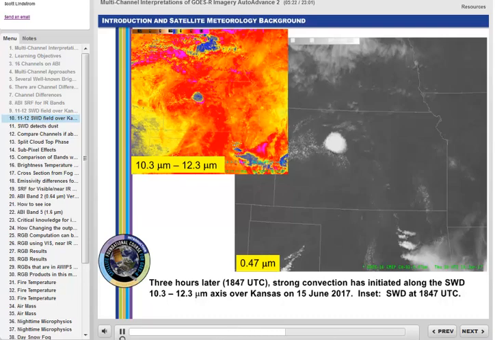Note that the split window difference field values here have increased in general, because the skin temperature has increased. Gradients remain in place, however.